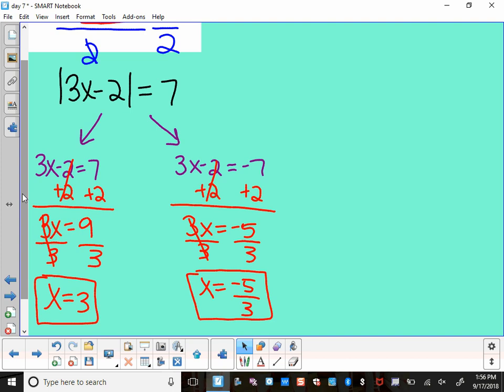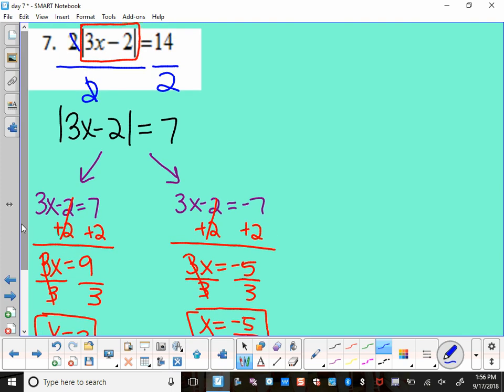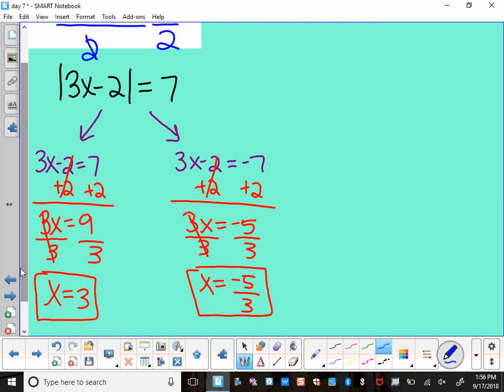Why didn't you do the extra? Oh, because I forgot. Sorry. You mean for this one, right? So if we had to check, let's plug in 3. 3 times 3 is 9, minus 2 gives me absolute value of 7. 7 times 2 is 14. So this one works. Negative 5 over 3, I need to cut again, because I'm not doing that in my head.